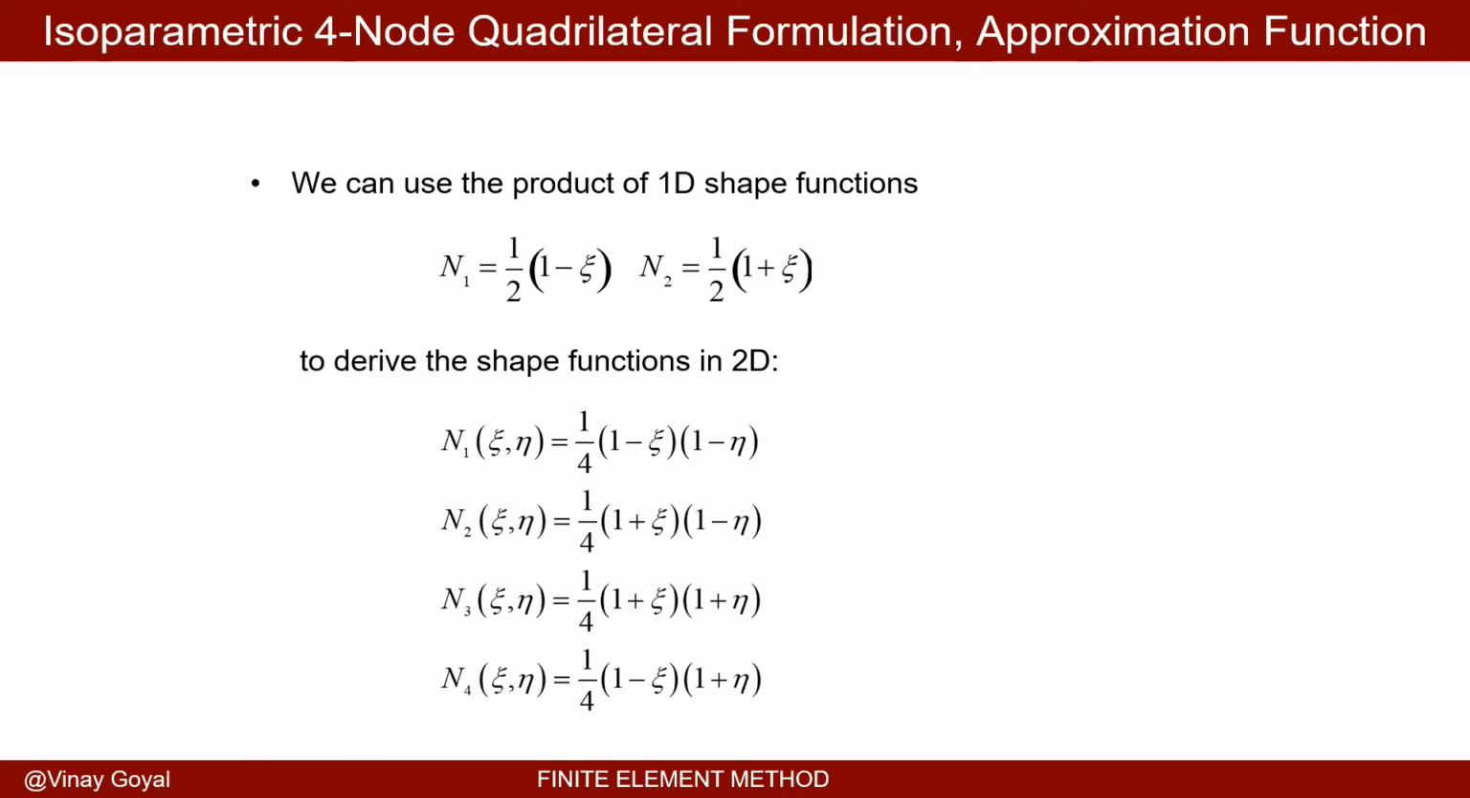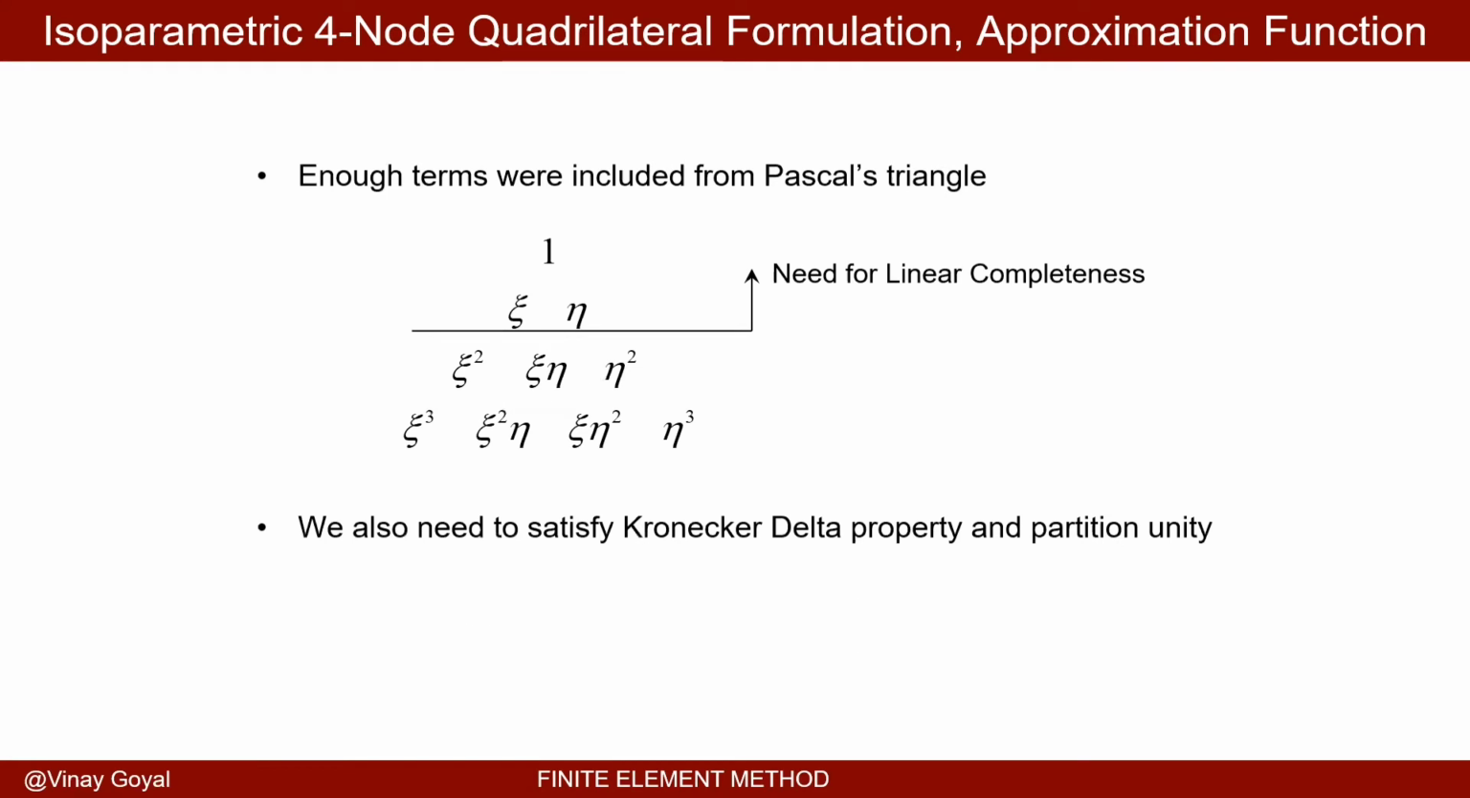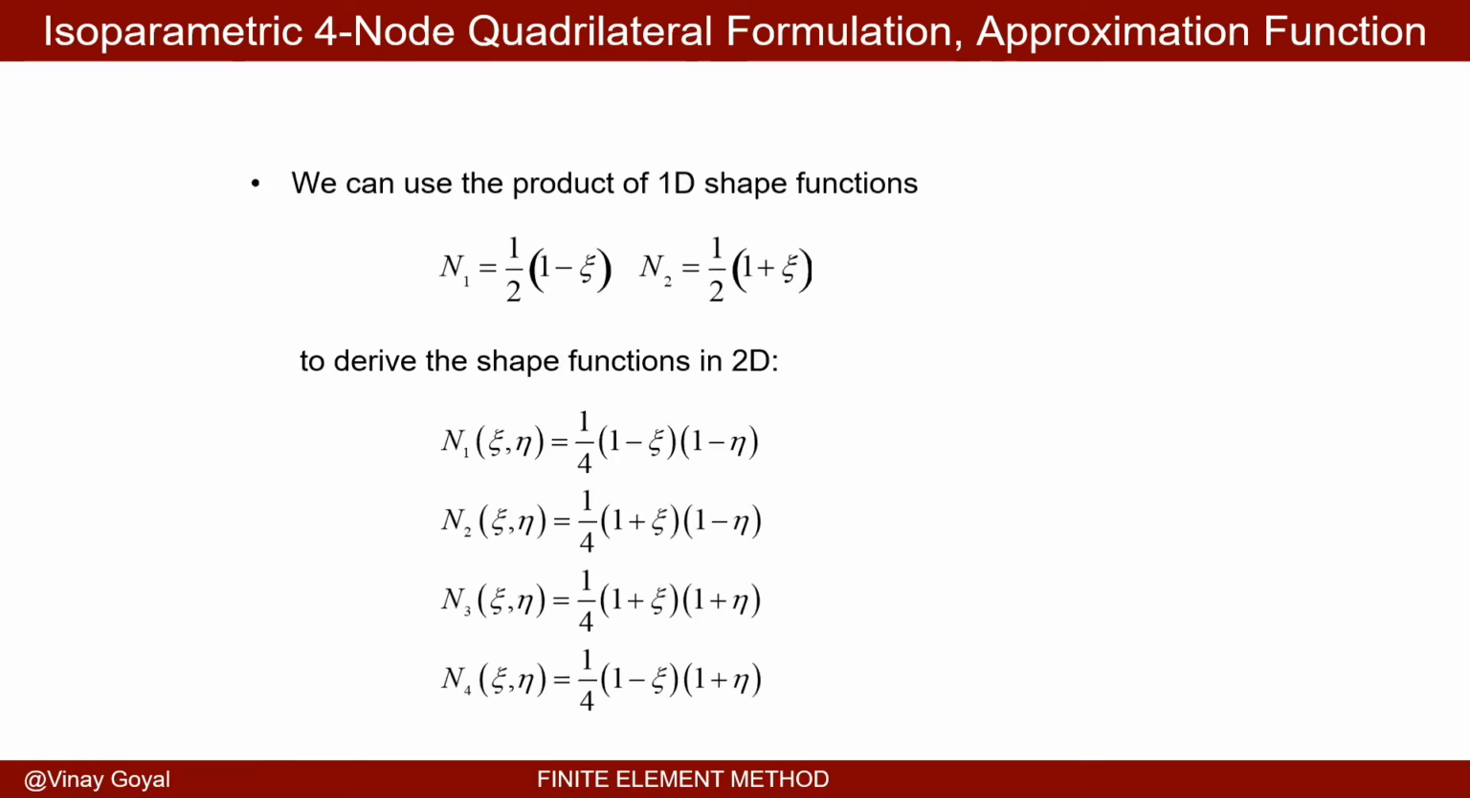We can derive the shape functions using the approaches I discussed earlier. One way is to just use the product of the shape functions we have for 1D. So in 1D, we had this one and this one. Just go ahead and multiply them in the 2 different directions to get different combinations. So for N1, I get this, N2 this, N3 this, N4 this.